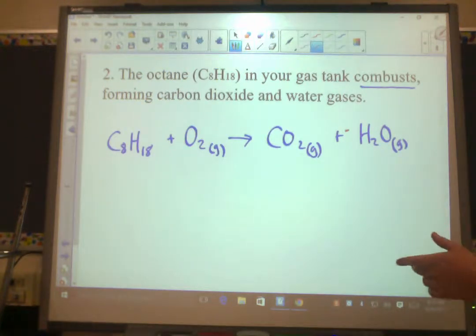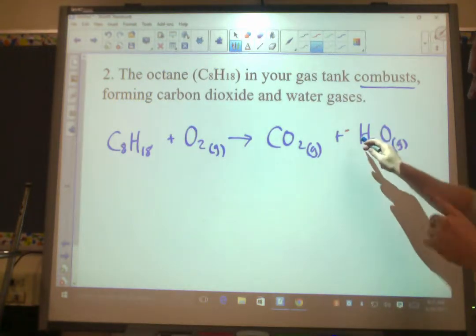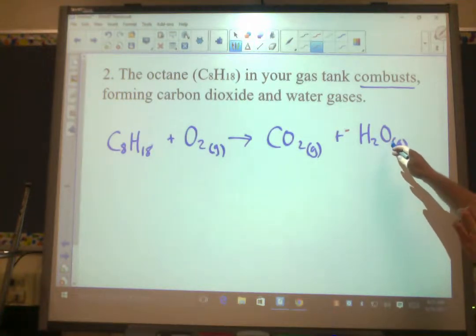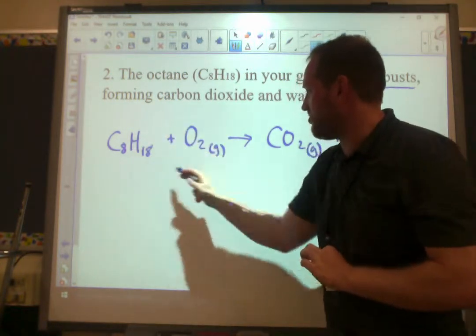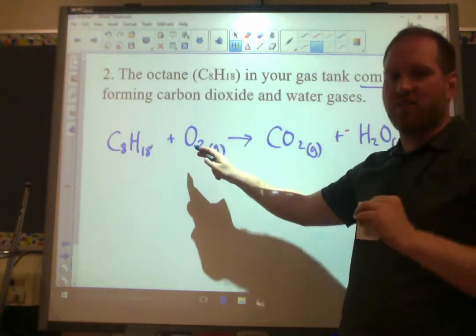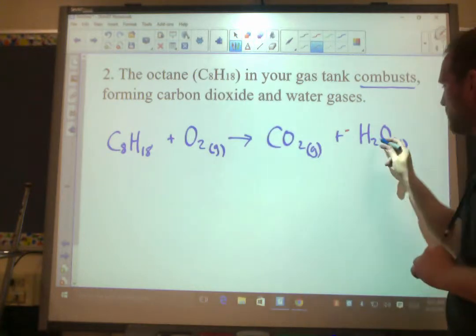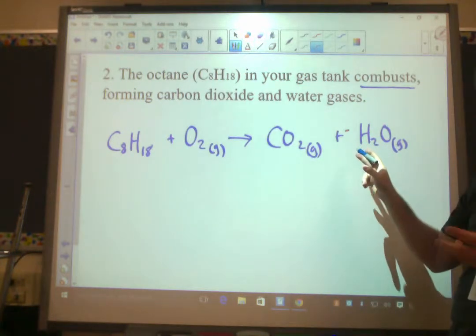But before we even write the 9, let me think. A 9 here would give me 9 O's, which is an odd number of O's. But notice, because my only oxygen on this side is O2, it always needs to be even. It's impossible for me to get an odd number of O's on that side, so a 9 is not going to work here. So when in doubt, double everything.